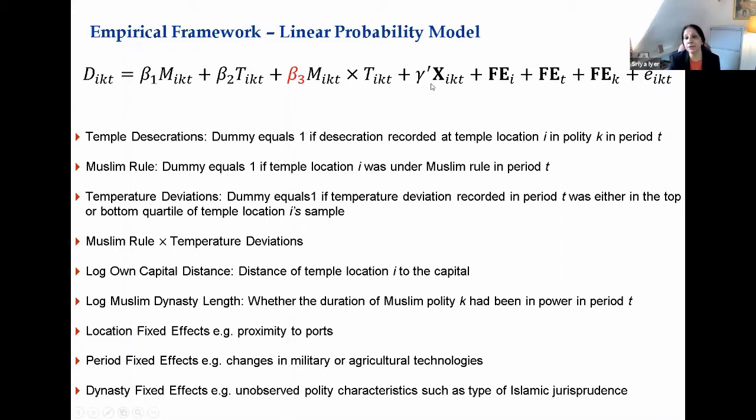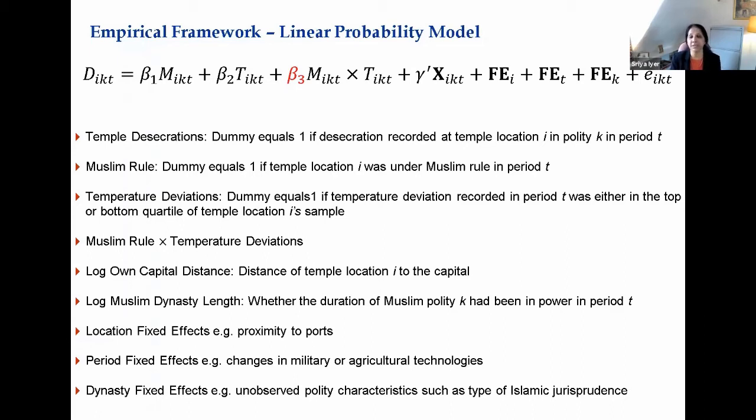We have a series of controls in our model. I should say we're using a linear probability model because, as I said earlier, temple desecrations are a rare event, and the linear probability model's properties are invariant to the rare event bias compared to, say, other forms of estimation. We've got a whole bunch of controls. So, distance of the temple location i to the capital of the polity, on the assumption that perhaps if a temple was more remote, it was less likely to be desecrated. We have controls for the Muslim dynasty length, whether the duration of the Muslim polity k had been in power in a particular period t.